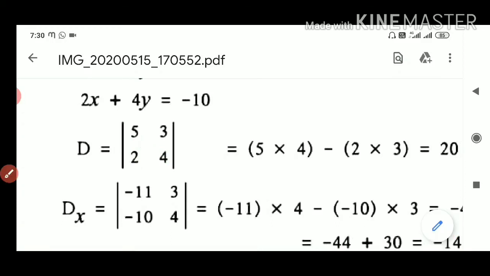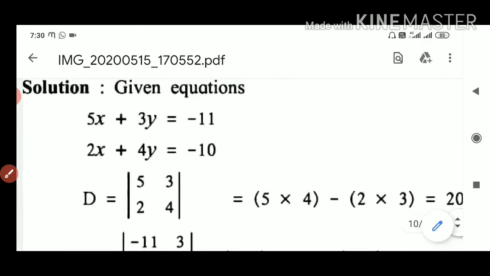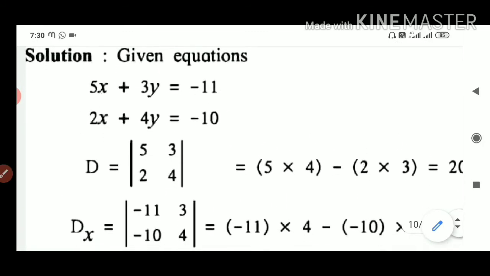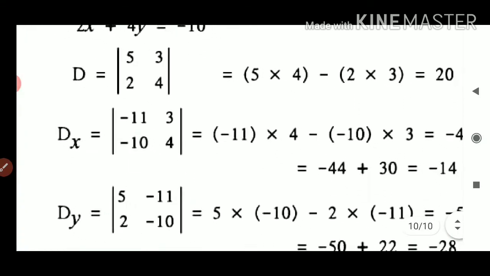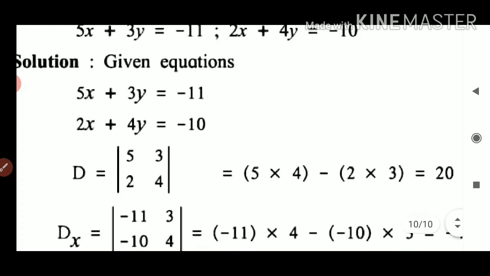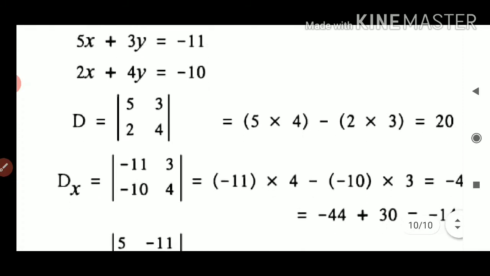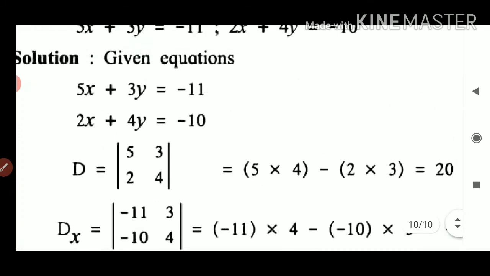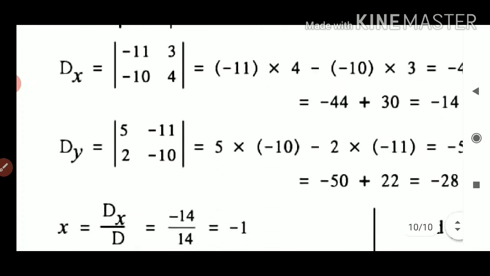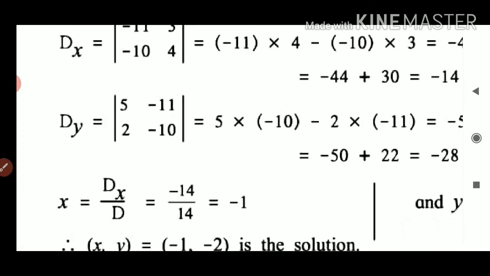Now the determinant Dx: first we write the constant terms in the first column, minus 11 minus 10, and the coefficients of y in the second column, 3 4. Then again the value of this determinant Dx is minus 14. Now we write the determinant Dy. First the coefficients of variable x, 5 2, and then the constant terms minus 11 minus 10 in second column. Then we find the value of Dy.